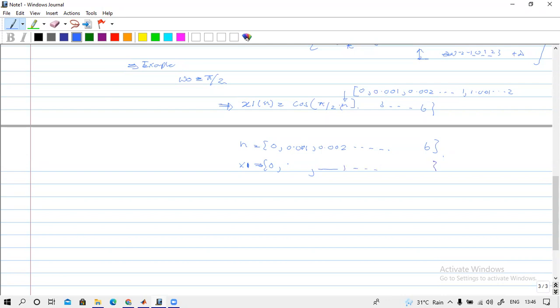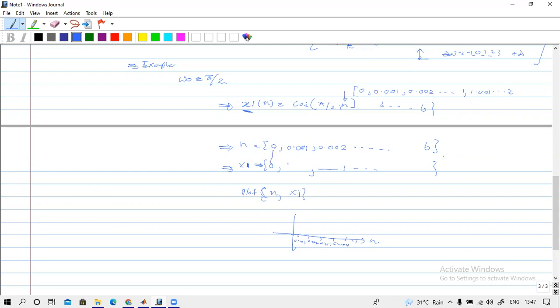Likewise, it just makes two arrays. It defines one array for n and one array for this x1 value. When we give the plot command, plot x1 with respect to n, then it plots it. Then what does it do? It divides this n axis into 0, 0.001, 0.002, 0.003, 0.004, likewise. Then it puts the calculated value.